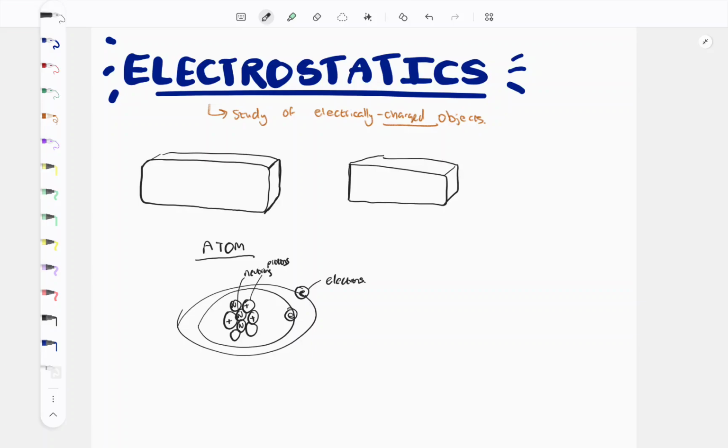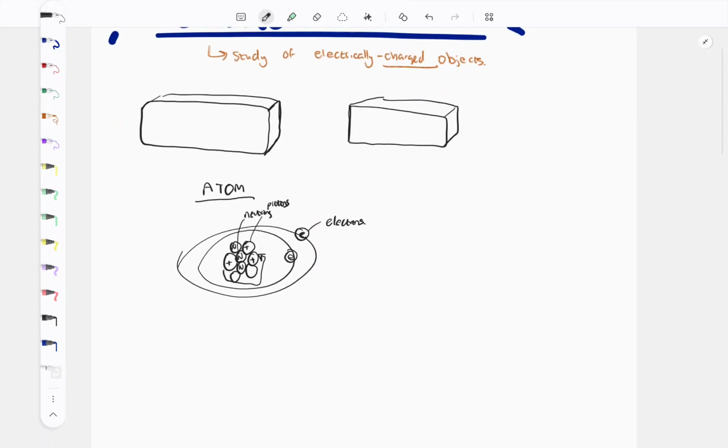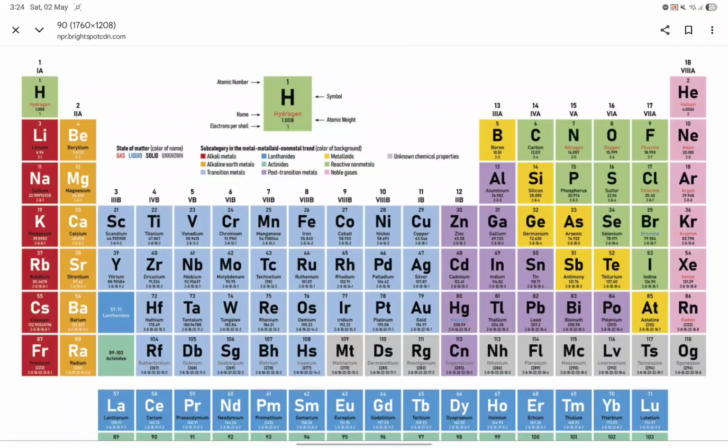Now, we know that the amount of protons and neutrons decide what element it is, right? Just as an example, I'm showing here the periodic table of elements. I know we're doing physics, but it is all connected. You have the numbers up here. These refer to the amount of protons, okay? So the amount of protons a kind of atom has dictates what kind of atom it is.